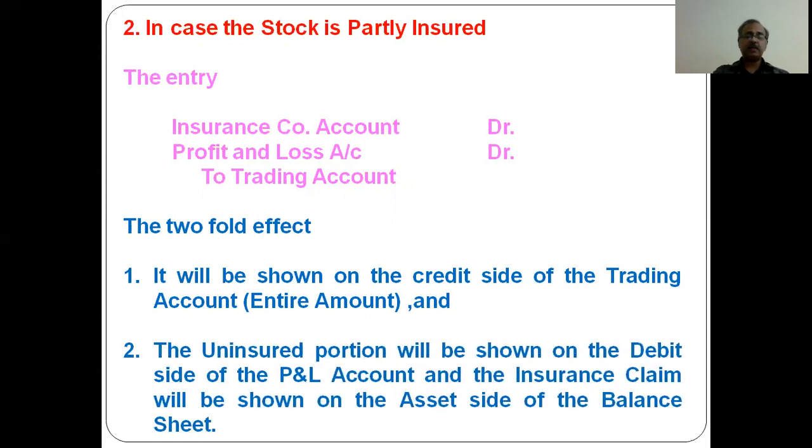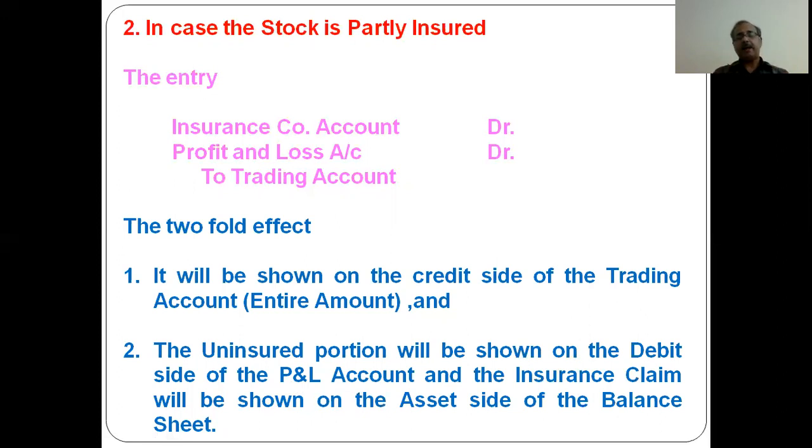The second effect: the uninsured portion of stock destroyed by fire will be treated as an actual loss, and the actual loss will be debited in the P&L account. You can see the uninsured portion will be shown on the debit side of the P&L account because it is an actual loss. And the insurance claim, whatever amount of claim is admitted by the insurance company, will be shown on the asset side of the balance sheet.